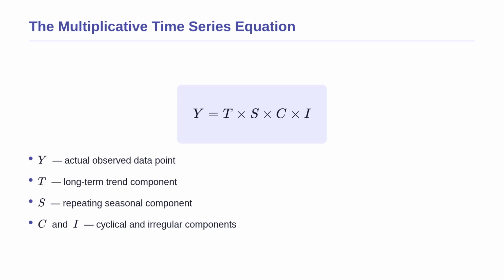If the trend increases, the actual value Y increases proportionally because they're all multiplied together. To isolate the season, we assume the cyclical component is stable and irregular noise averages out, simplifying our focus to just the trend and the season.